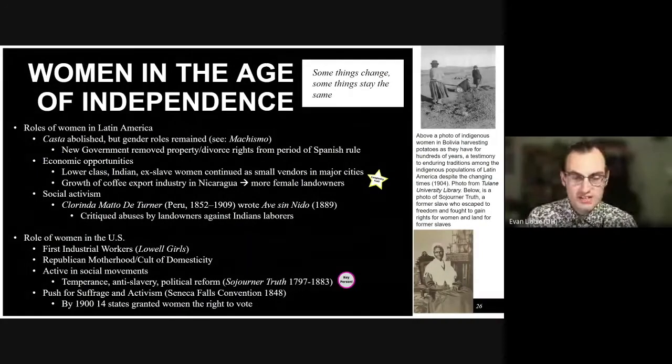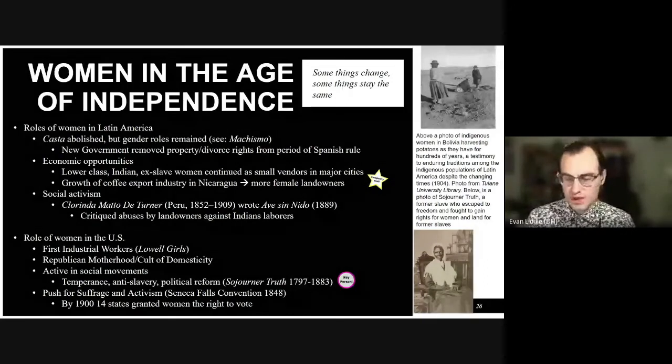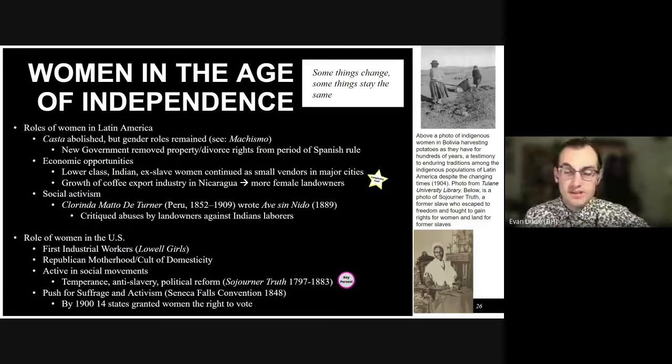In the United States, women were expected to take up a very particular role, that is of promoting democratic values through something called Republican motherhood, by which mothers would instill the values of the Republic in their children. However, this was not always the reality. As I mentioned before, women often formed the first industrial workforce, so the Lowell mill girls helped spur the industrialization of the United States.